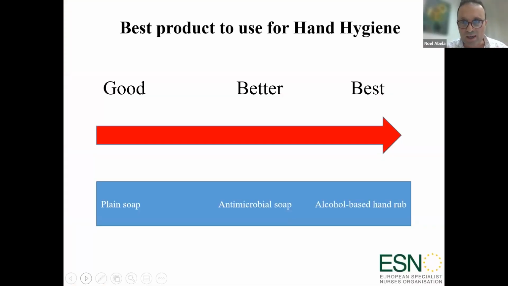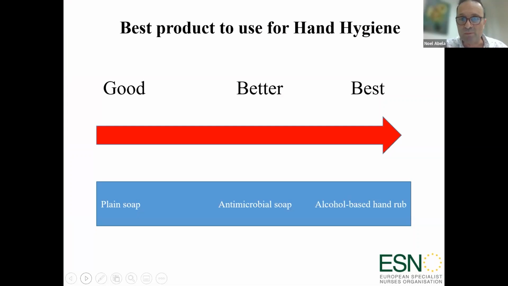Speak about hand hygiene and also about prevention of these CAUTIs. This slide is showing what is the best product to use for hand hygiene. It is well known that one of the best products is alcohol-based hand rub for various reasons. Amongst them is the time factor.